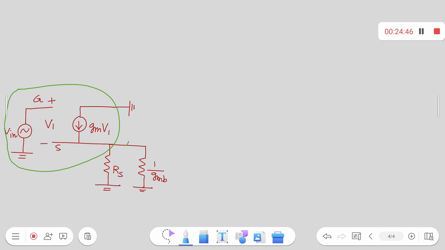If I consider this voltage to be VTH, then Vin is equal to V1 plus VTH if I simply apply KVL. For the calculation of the Thevenin equivalent model, V1 equals 0, so VTH is equal to Vin. What is the Thevenin equivalent resistance? How to find it out?